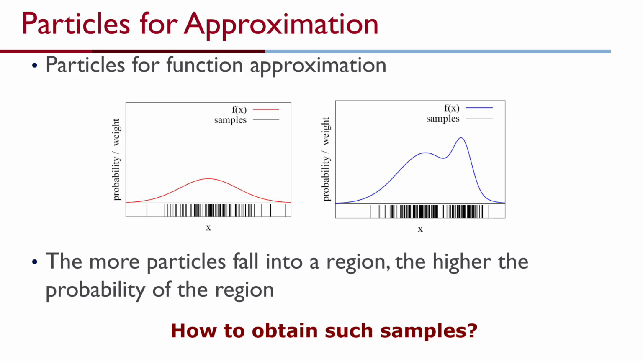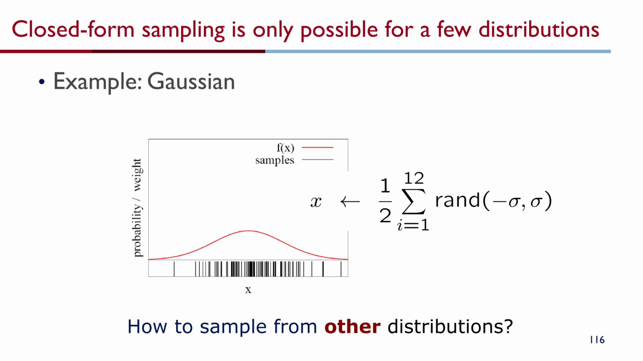The natural question is, how do we generate such particles in the first place? If our state estimate is Gaussian, we can sample easily using a closed-form expression. One simple technique is to take 12 random numbers between minus sigma and plus sigma, sum them up, and divide by 2. This generates numbers that approximately follow a Gaussian distribution centered at 0. This works well when the target distribution is Gaussian or has a closed-form expression. However, many distributions do not have such a simple form. So the question becomes, how can we generate samples for those more complicated distributions?